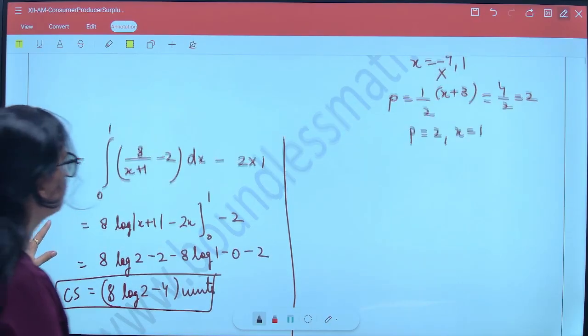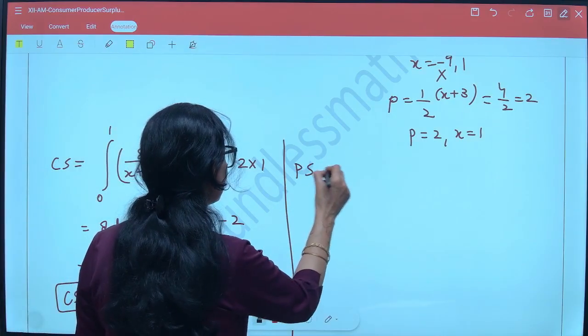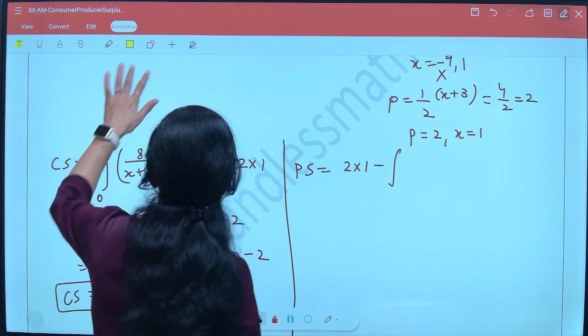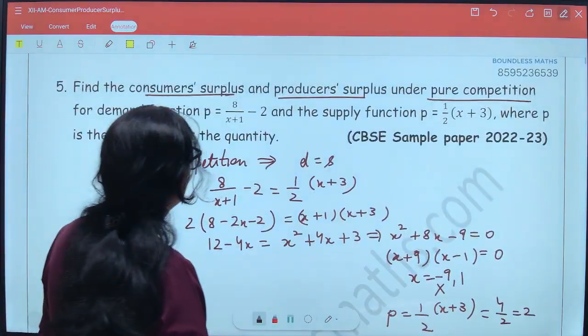Now let's look at producer surplus. Producer surplus is P naught into X naught, which is 2 into 1, minus the integral of what do we have here?